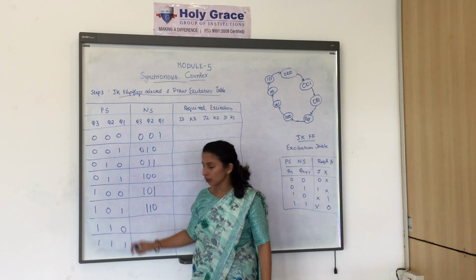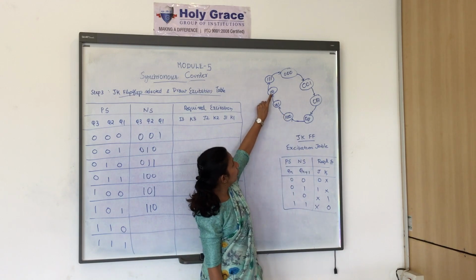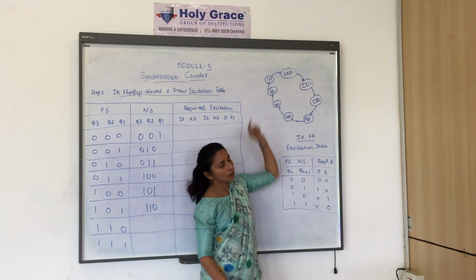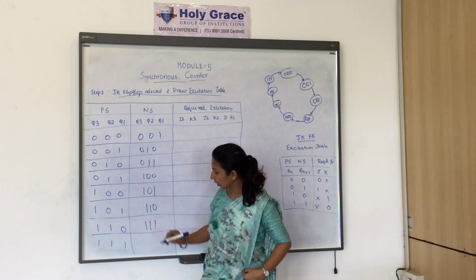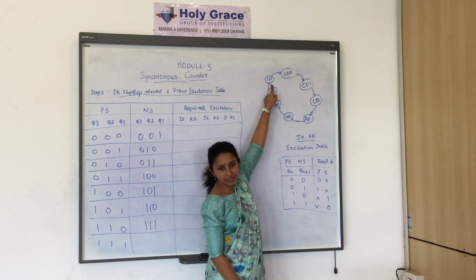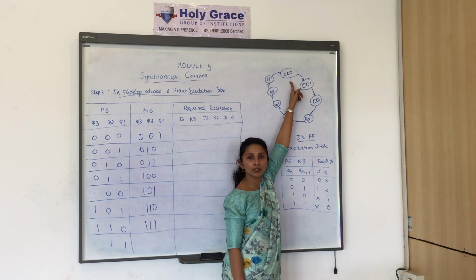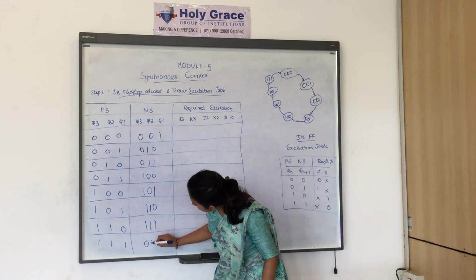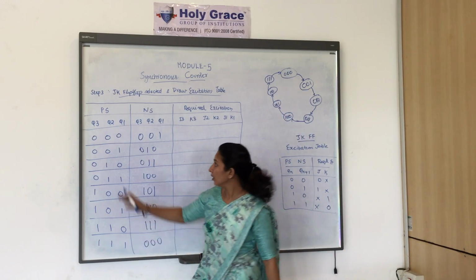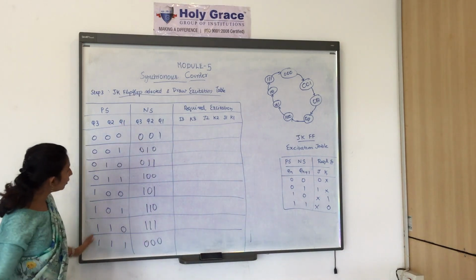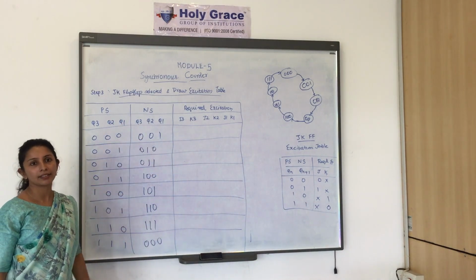Now, 110. What is the next state of 110? It is 111. Okay. Now, 111 has reached. What is the next state of 111? It will go to 000. So, every present state is written here and the corresponding next state is written.